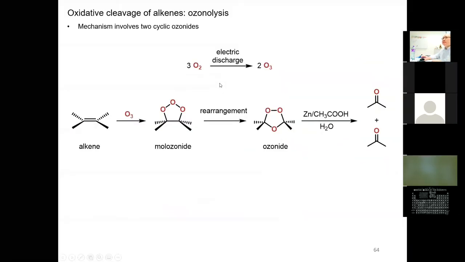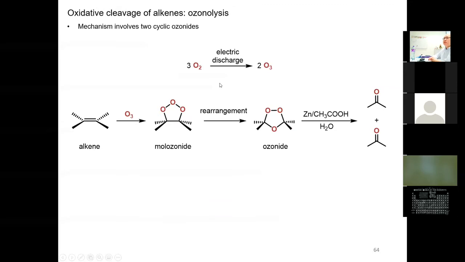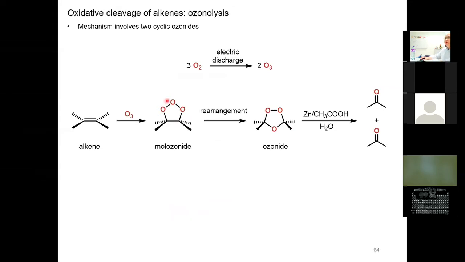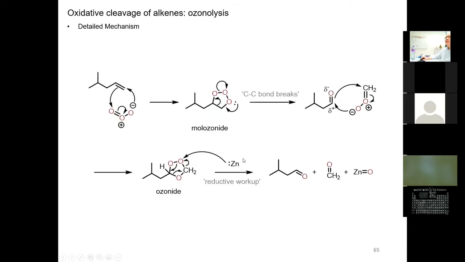The mechanism involves what we call the ozonide, a cyclic intermediate. Ozonide is basically a 5-membered structure with 3 oxygens in it. We have 2 types, one is a molozonide, the other one is the ozonide. A detailed mechanism is pointed out here. The ozone itself can be viewed as a molecule with both a negative charge and a positive charge.